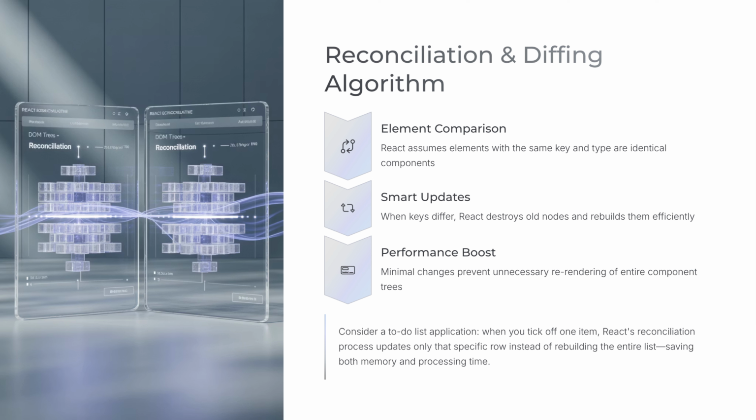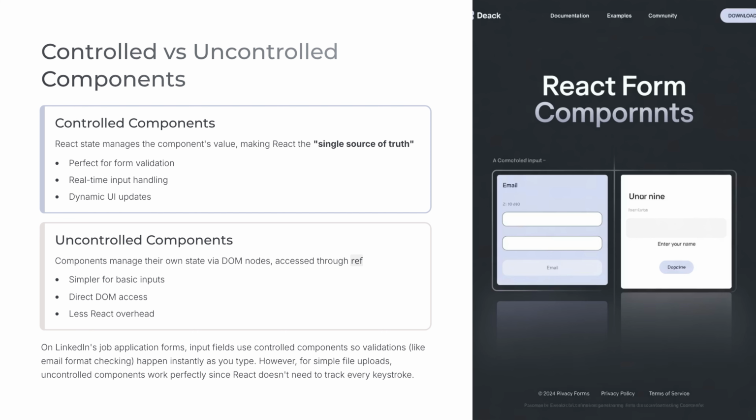Take a to-do list app. If you check off one item, React updates just that list row instead of re-rendering all items. This not only boosts performance, but also ensures smoother user experiences. In interviews, showing that you understand keys play a critical role in reconciliation will really impress the panel.